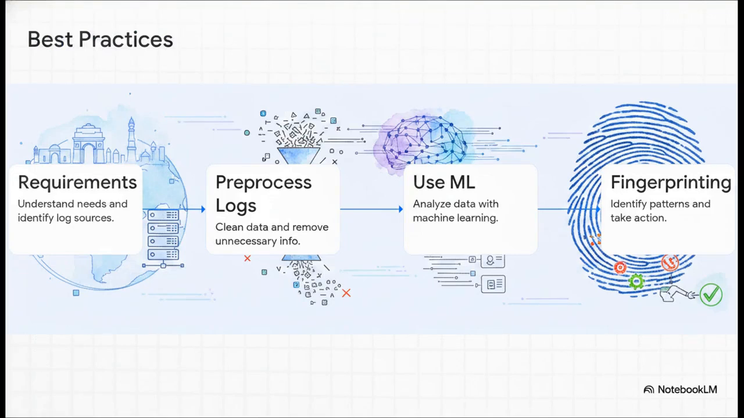If you're an IT student right now, especially in booming tech sectors like India, these best practices are your direct roadmap to bringing immense value to any enterprise. Step 1, understand your organization's requirements and identify your log sources. Step 2, pre-process those logs rigorously. Clean that data. Step 3, use ML algorithms to analyze everything at scale. And step 4, use fingerprinting to identify patterns and take corrective action. Master this pipeline, and you are going to be an absolute asset to any engineering team.